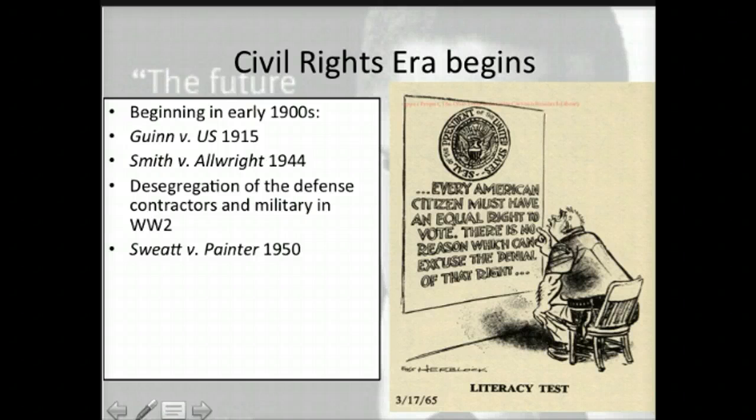There's Sweatt versus Painter, or Sweet versus Painter. I like to think it's Sweet. Sweatt versus Painter was before Brown v. Board, and its decision set precedent for the Brown v. Board decision. In this decision, segregation in law school was considered a violation of equal protection. So law schools were integrated, again setting forth the decision in Brown v. Board where all public schools had to be integrated.